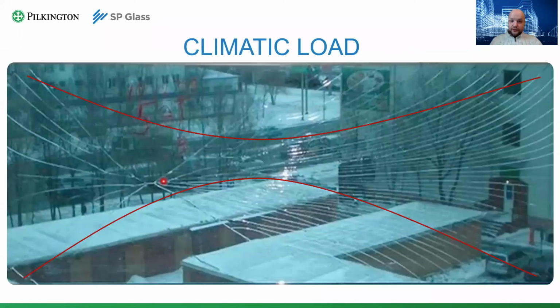If your glass breaks during the climatic load, the breakage pattern resembles an hourglass with the sand inside. And the more breakage lines you have, the heavier was the load under which your IG unit finally gave in and broke. I don't know, but for Russia, climatic loads are a very common occurrence in the residential market.